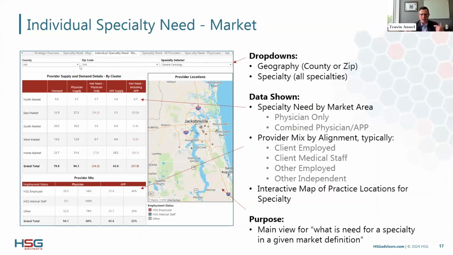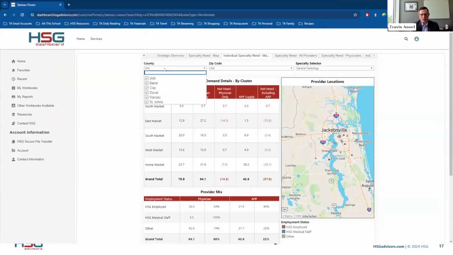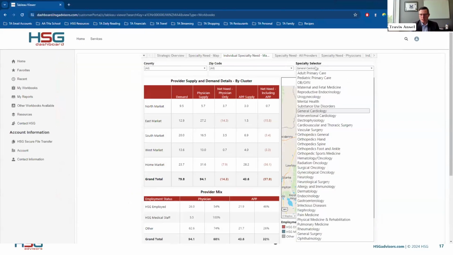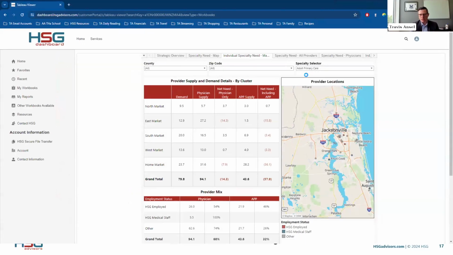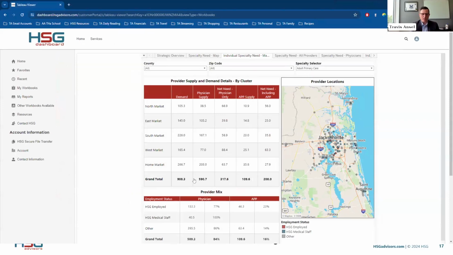So this basically says, I want to look at the dynamics of a particular specialty across multiple market definitions or across a single market definition. And so what we do there is we pick our geography. And what always defaults here is the strategic market clusters that we've developed. So I'll just leave all of these on. And then we pick a specialty. So we can pick adult primary care. What we're going to see is a few things happen.